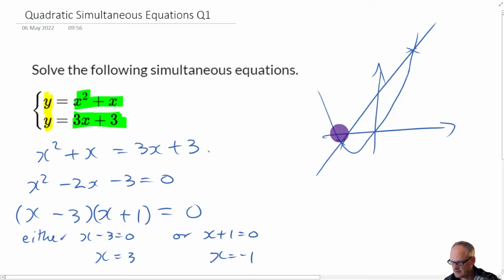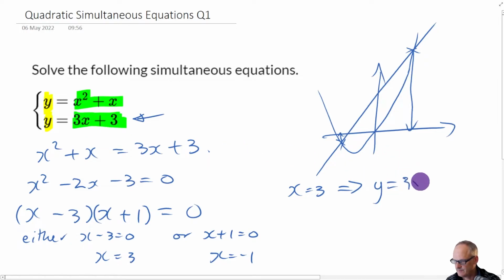So we found our x values. If you look at a graph, what we've done is we found our two x values. We found the minus 1, and we found the 3. And we need to find our y values for this. Now the easiest equation is always the one without the squares. So if x equals 3, this implies y equals 3 times 3 plus 3, which is 12. So we have our pair of coordinates 3, 12.